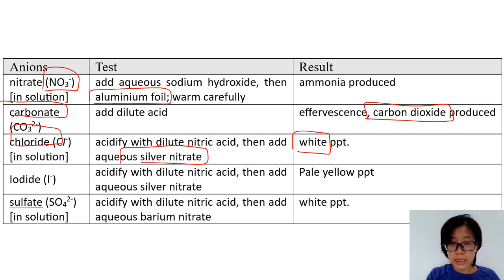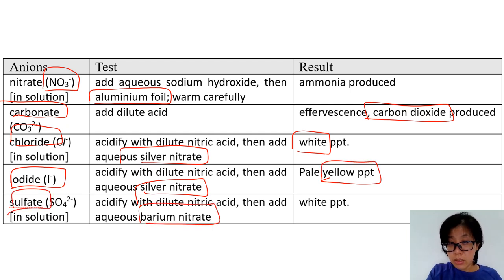So take note of the key terms. Iodide, also silver nitrate, but it is a yellow PPT. Sulfate, barium nitrate, white PPT. So nitrate, you see aluminium. Carbonate, you see carbon dioxide. Chloride is silver nitrate. Iodide, also silver nitrate, differentiated by colors. One is white, one is yellow. Sulfate, you will see barium.